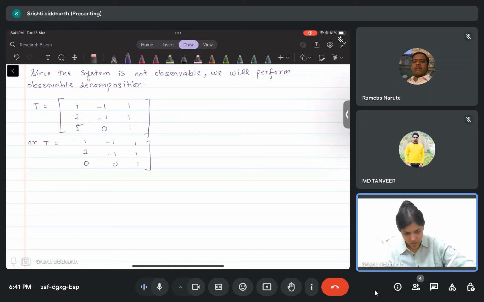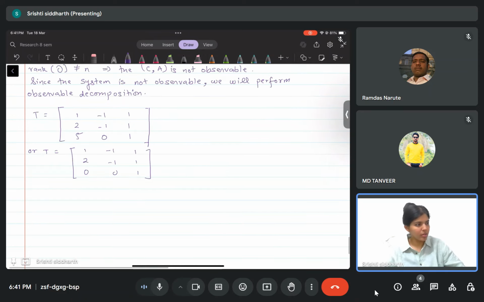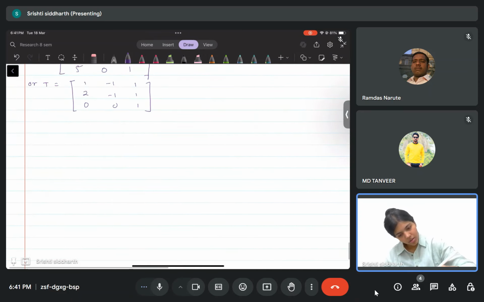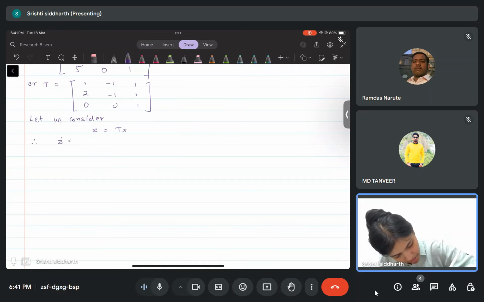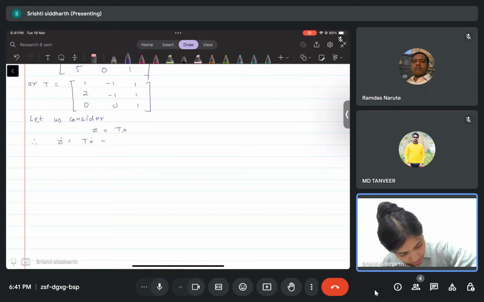So there is no unique T which you can compute. So you can have various combinations. Using this transformation, I am considering the new state to be Z, which is T times X. Therefore, we have Z dot equals T x dot, which is T A T inverse Z plus T B U.